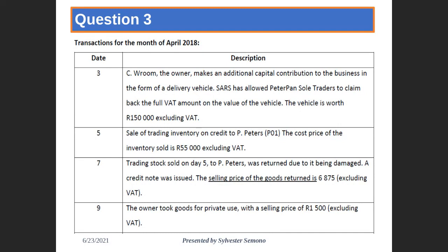Now let's continue, guys. Firstly, I want you to tell me, where will I go? I'm gonna read for you and you tell me to which book. Remember, we've got about 8 subsidiary journals, so you must know all of them. Okay, on the 3rd, the owner of this business makes an additional capital contribution to the business in the form of a vehicle. SARS has allowed sole traders to claim back the full VAT on the value of the vehicle, and the vehicle is worth 150,000. So who can tell me? Please tell me on the chat, where are we going to record?